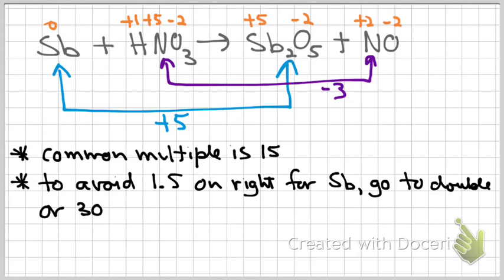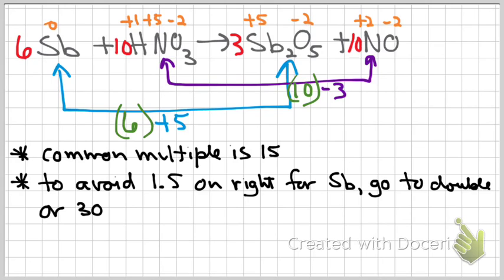And so instead of going for 15, I'm going to go to the next multiple that will help me avoid the fractions. And so that means going to 30. So in order to have a common multiple of 30, that would involve 6 antimonies and 10 nitrogens. So now I go into my equation. I put a 6 in on the left side and a 3 in on the right side, so I end up with 6 antimonies on both sides.